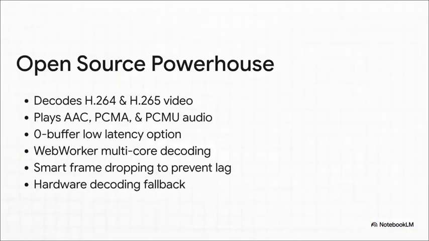And don't think you have to pay to get something powerful. The free, open-source version of Jessibuca is an absolute powerhouse. It's already decoding modern video like H.264 and H.265, handling common audio formats, but it gets better. It has a zero buffer option for that snappy, low-latency feel. It uses web workers to do the heavy decoding on other CPU cores so your main web page doesn't freeze up. And it's smart. It'll even drop frames automatically to prevent that awful buffering lag if your network is struggling. Pretty impressive for free, right?